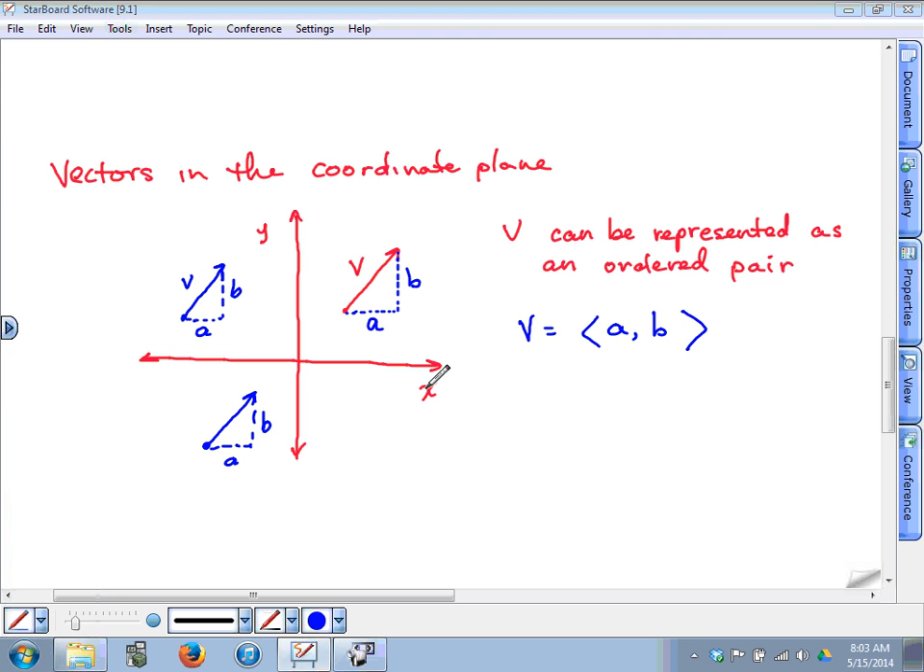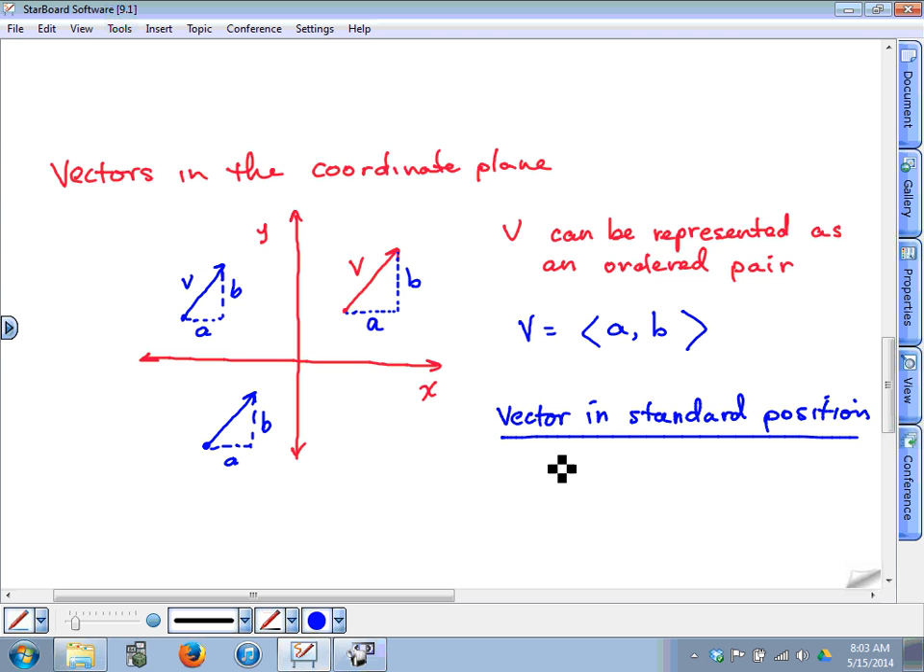a vector in standard position is what we want. What we really need to have is a vector in standard position. That means the initial point is at the origin. So even though all of these vectors really are the same vector because they have the same horizontal and vertical component, what we need to do is write all of these vectors in standard position.